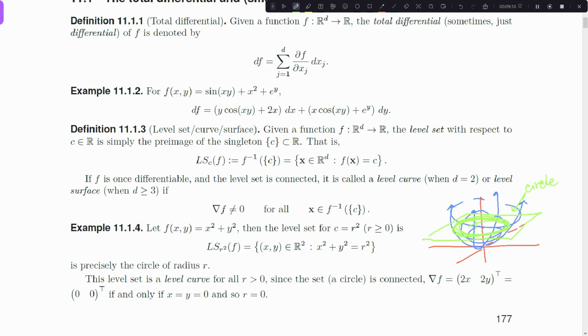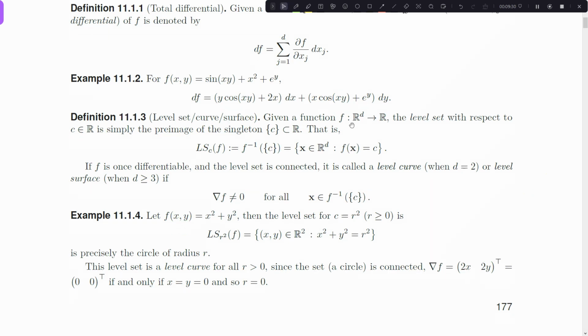And in fact, that's a level curve because we're in 2 dimensions, right? There's 2 inputs to f. So we're in 2 dimensions, and you'll find that the gradient of f is perfectly well defined. It's 2x comma 2y, and it's only 0 when x and y are 0. So you definitely have a level curve. The circle is a level curve.